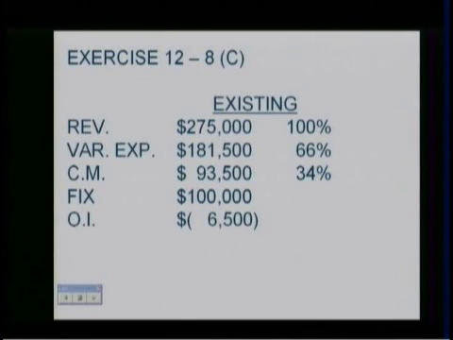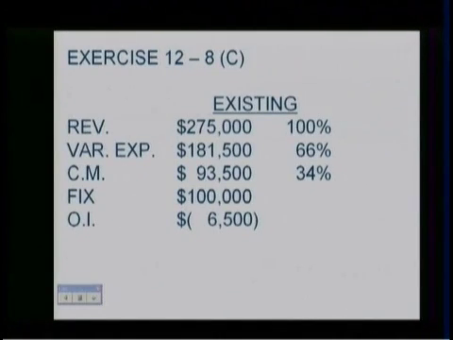The existing amount of operating income that they have: revenues of $275,000, which is given to you at the very top part of that problem. You know their average contribution margin ratio is 34%, so their contribution margin is $93,500, or 34% of the $275,000. They have fixed expenses of $100,000, so currently they're losing $6,500.